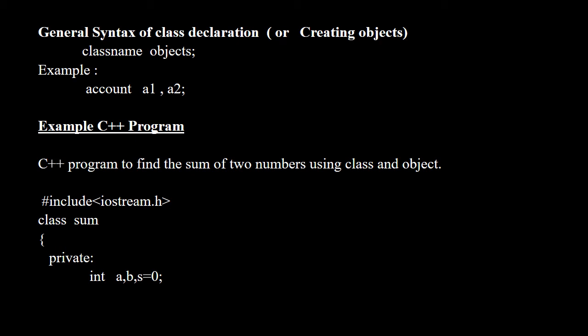Here we have defined three variables A, B and S. These are the data members of the class. That is nothing but the variables which we are going to use in the program. Here A and B are the two input variables and S is the output variable. That means we use A and B for reading two numbers and S is for the calculation or finding the sum.